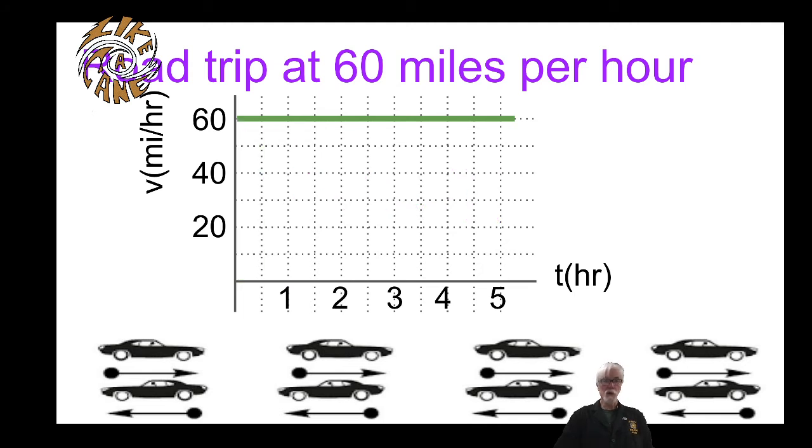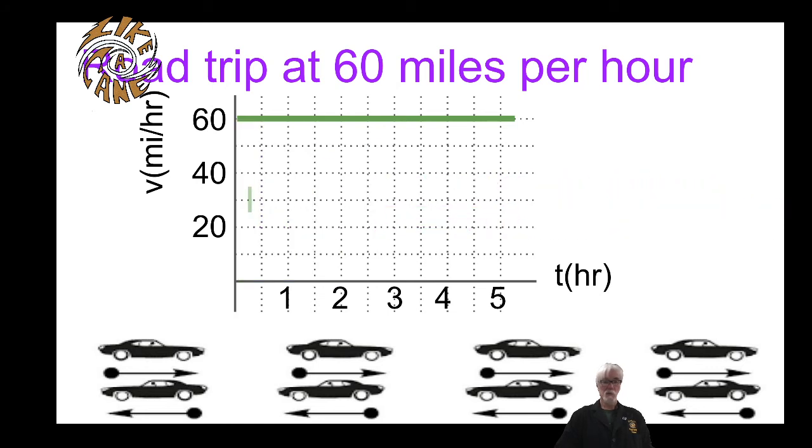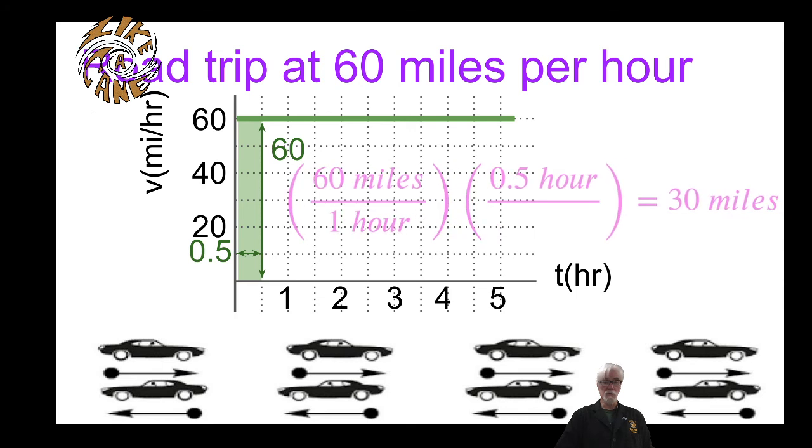Let's look at the 2 hour situation. Again, let's sketch in that area, and then let's look at the dimensions. Now it's 60 by 2. So 60 miles an hour times 2 hours is 120 miles. Let's look at the half hour. There's our area. Here are our dimensions. And when you calculate the area, you get 30 miles because it's 60 miles an hour by a half an hour. So you see the pattern here?